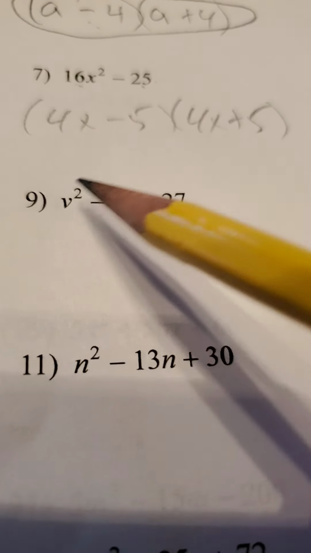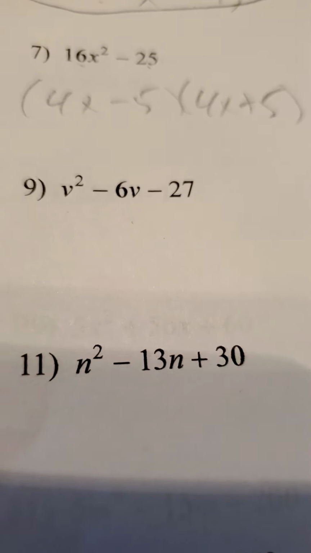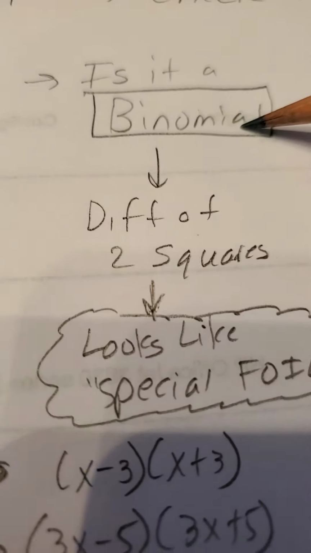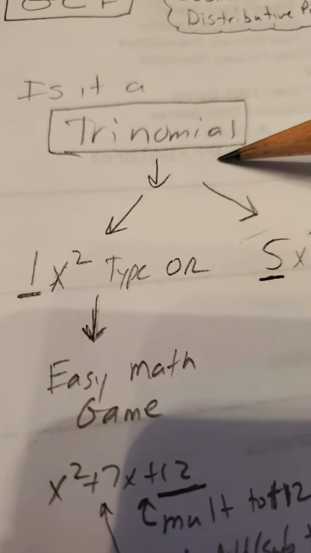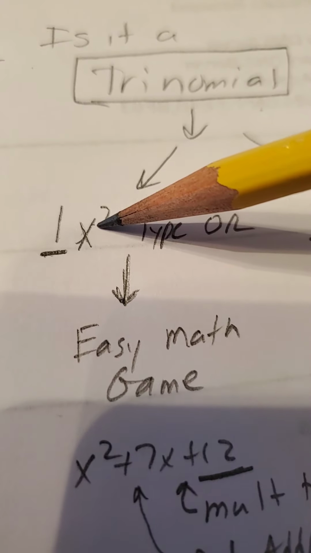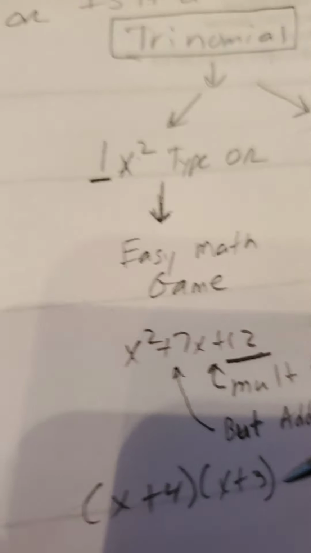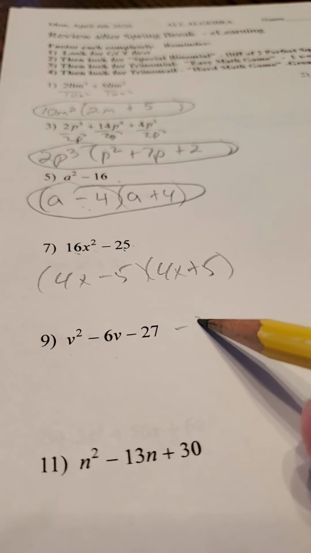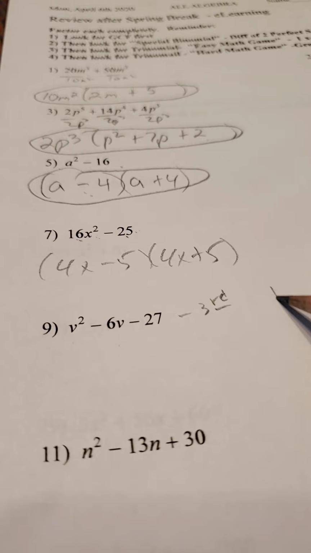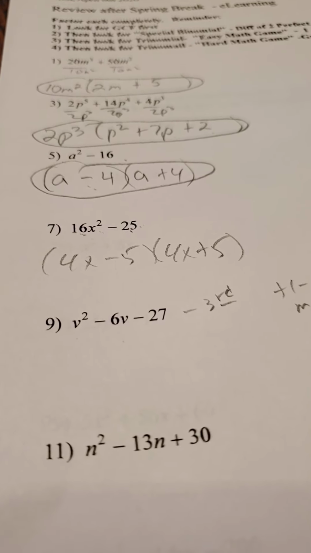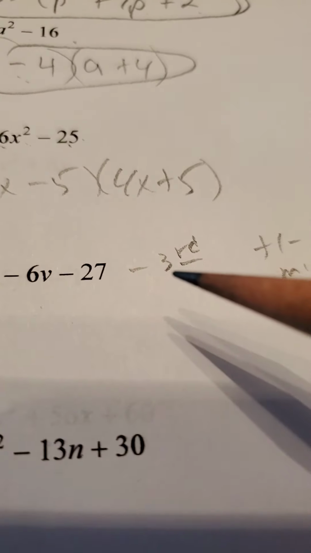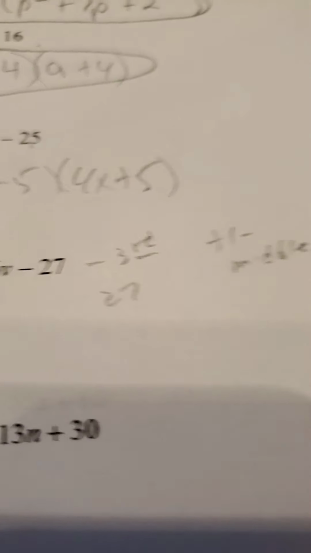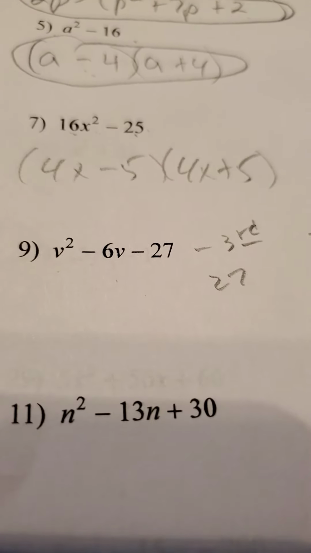Number 9. I look and see if all 3 terms can be divided by something. They cannot, so it's not a GCF. I go to level 2. It's not a binomial, it's a trinomial. It's a 1x squared trinomial, so I try what I call the easy math game. The easy math game is what multiplies to get the third number, but will add or subtract to the middle number. What multiplies to get the third number, in this case 27, but will add or subtract to negative 6.